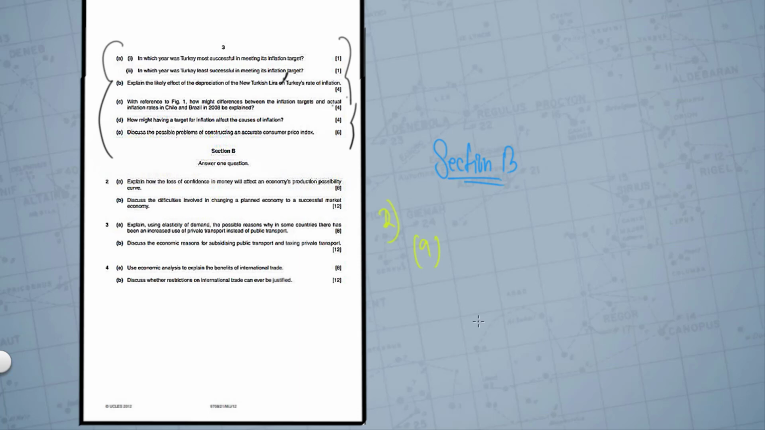Question number two. Explain how the loss of confidence in money will affect an economy's production possibility curve. From the outset, whenever you get an essay-based question, the first thing you have to do is define your terms. Now, in this question, we specifically have 2 terms that you guys have to keep in mind. The first term is money. The second term is production possibility curve. So firstly, you would define money.